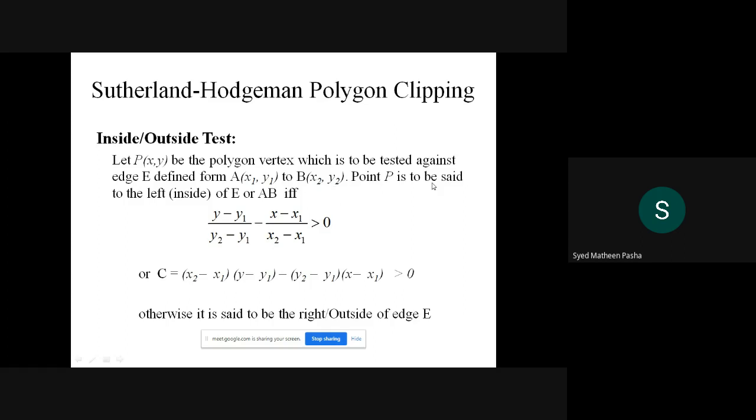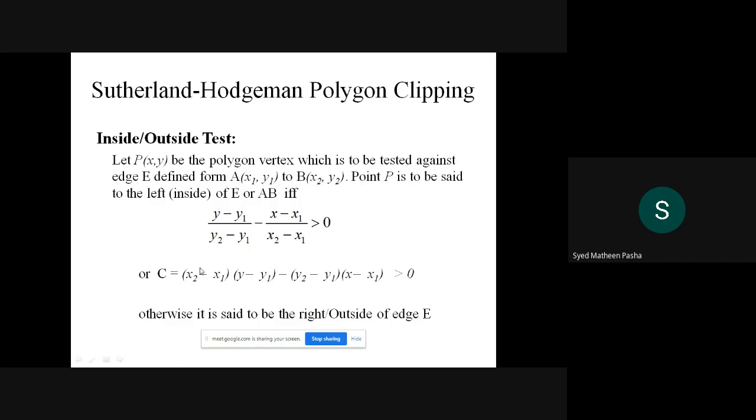Now the point P is to be set towards the left side, that is, inside the window of edge E or AB. If you want to tell that a point is inside the window with respect to some coordinates, you should meet this condition: (y minus y1) divided by (y2 minus y1) minus (x minus x1) divided by (x2 minus x1) should be greater than 0. That is, the differentiation with respect to the y coordinates as well as the x coordinates should be greater than 0.